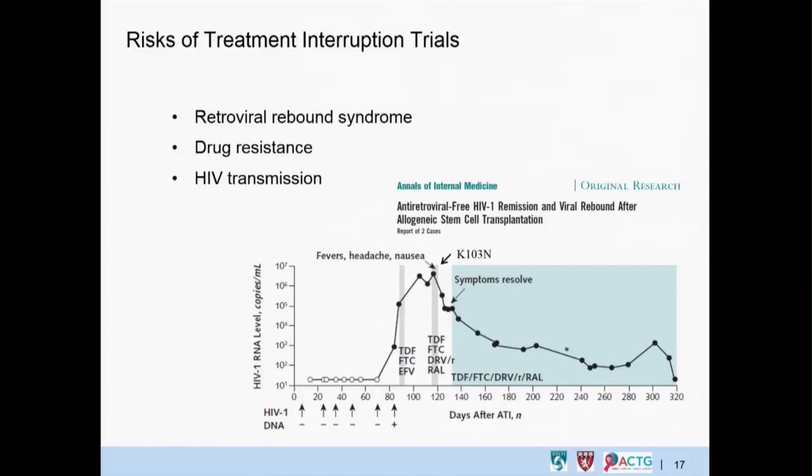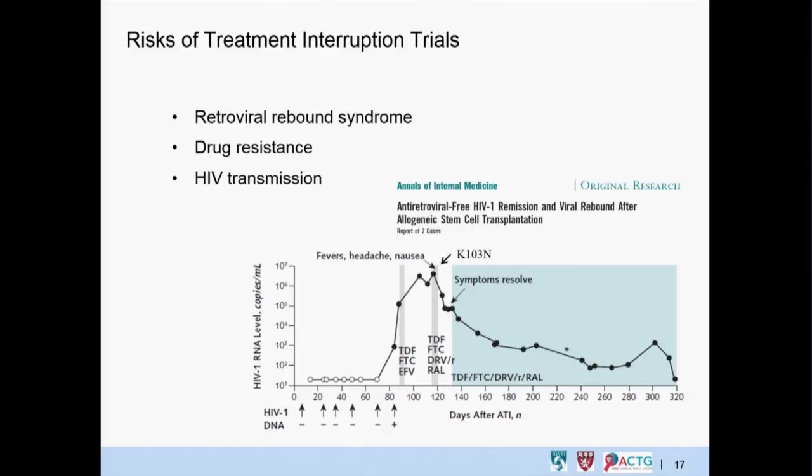Now, just to give you a concrete example of these risks of treatment interruption trials, I'm showing you one particular study, again, that Raj has mentioned, of 2 patients seen at the Dana-Farber who had bone marrow transplants for cancer. Now, neither one of them received the donor cells that were resistant to HIV. They had regular donor cells with regular CCR5. Both of these individuals ended up undergoing treatment interruption because, after the bone marrow transplant, they couldn't detect any HIV.